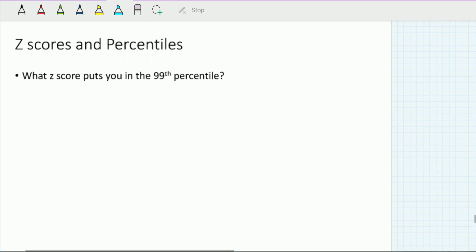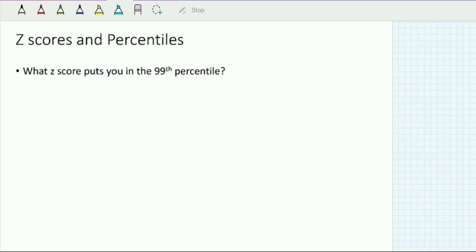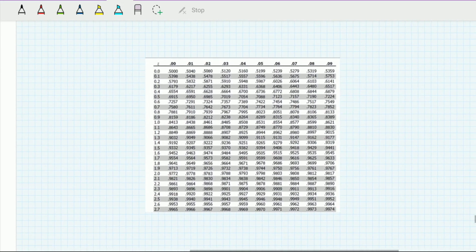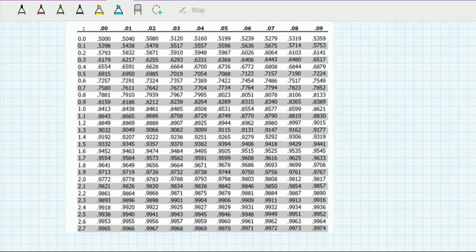So what z-score puts you in the 99th percentile? Okay, so what z-score puts you in the 99th percentile? Well, let's go ahead and look at the z-score table. Let me zoom in for you. All right, so 99. So I'm trying to get as close to 0.99 as much as I can, okay? Now, if you notice, these give you four decimal places, right? Just try to focus on how to get 0.99 perfectly without having to round or whatever.